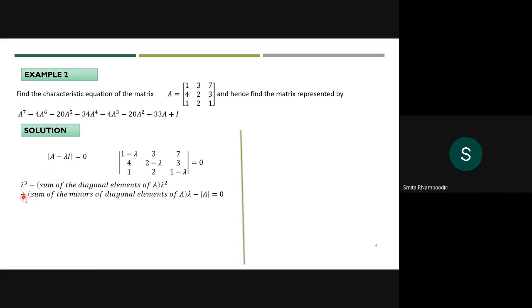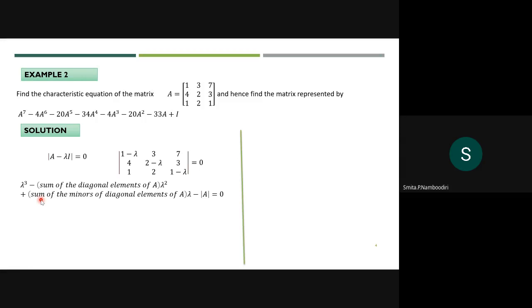तो सबसे पहले lambda cube ऑलरेडी है. sum of the diagonal elements, कितने diagonal elements हैं? 3 हैं, 1, 2 and 1. तो तीनों को ऐड करना है. 1 plus 2 plus 1. तो ये पहला वाला सेकेंड वाला टर्म हो गया.